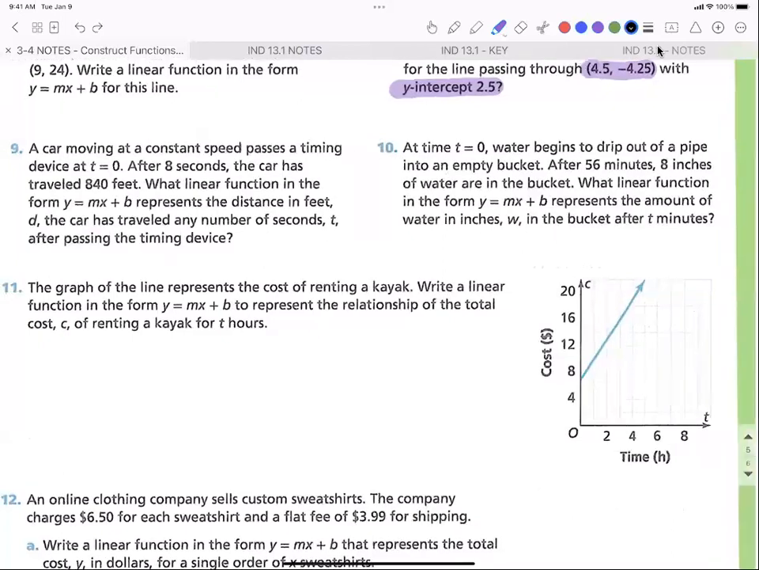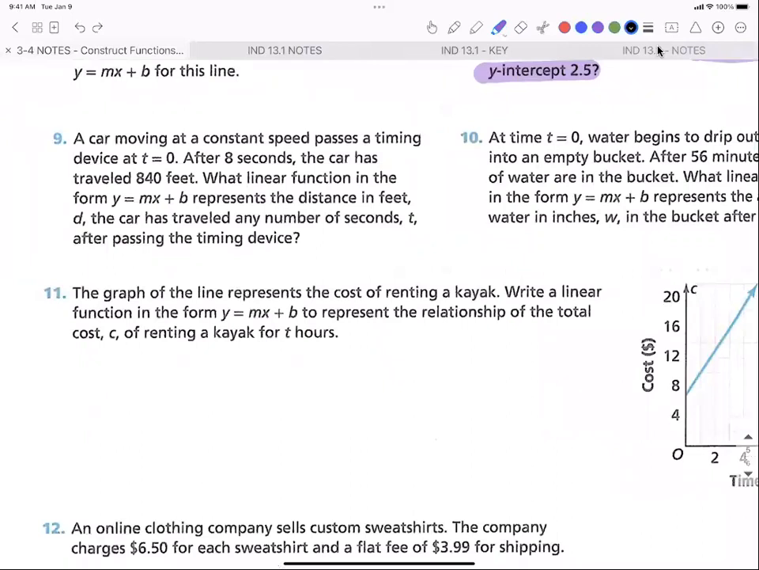And I'll show you how in this number 9, okay? It says a car moving at a constant speed passes a timing device at t equals 0. Now, I'll keep reading and then I'll come back to it. After 8 seconds, the car has traveled 840 feet. What linear function in the form of y equals mx plus b represents the distance in feet, d, the car traveled any number of seconds, t, after passing the timing device?